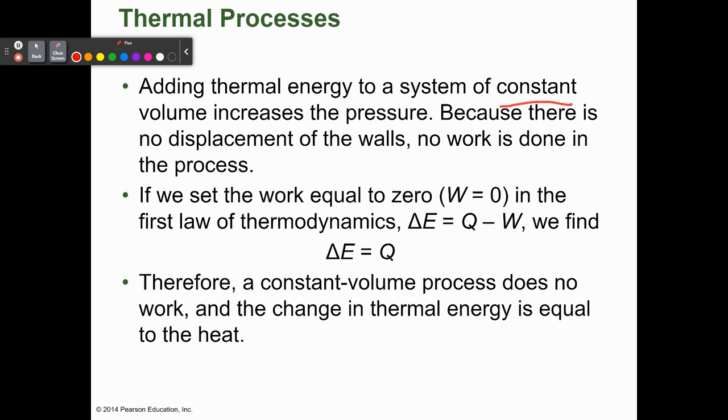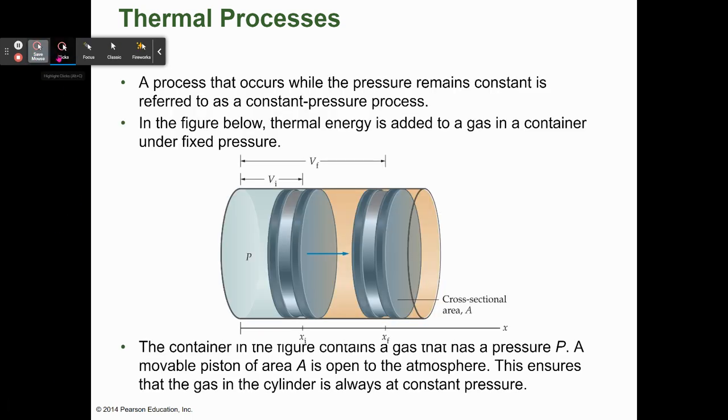So in a constant volume process, adding heat increases the pressure. No work is done in the process because there's been no displacement or no movement of the walls of the container. So we set work equal to zero. And that means for our first law of thermodynamics, the change in thermal energy is just equal to the amount of heat that's added. So for constant volume processes, remember, no work is done. We are only changing the thermal energy, and that is equal to the amount of heat that we wind up adding.